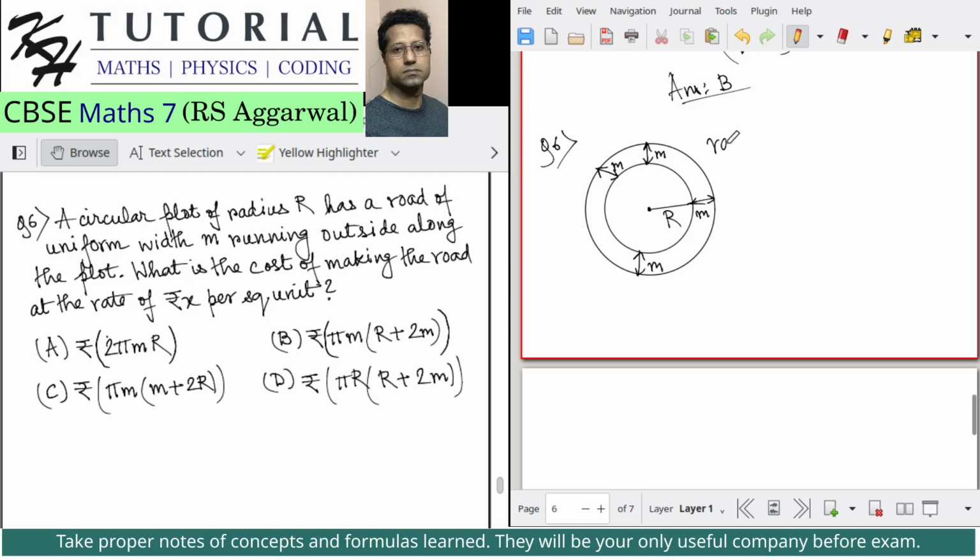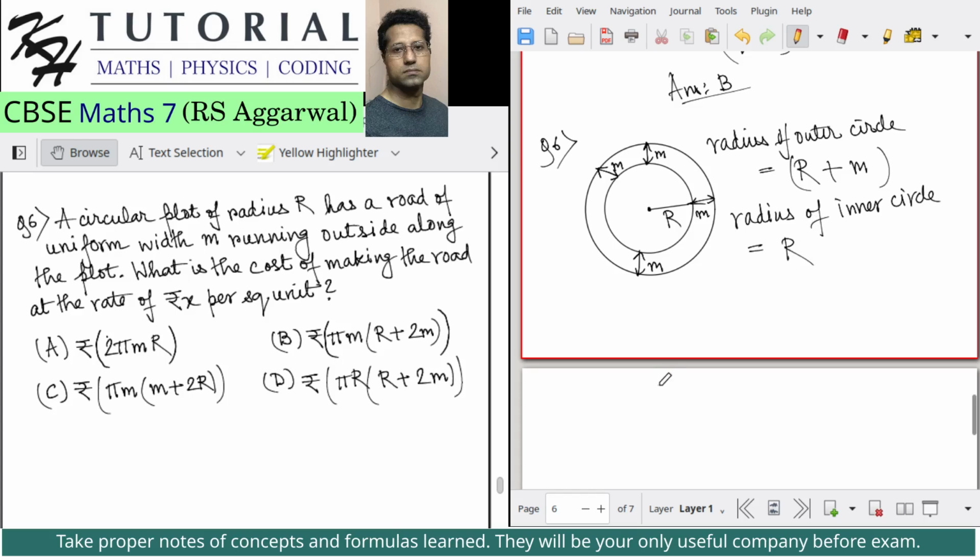So the radius of the outer circle will be equal to the radius of the circular plot, which is capital R, plus the uniform width of the road, which is small m. So this is the radius of the outer circle, and of course the radius of the inner circle is nothing but equal to the radius of the circular plot, which is capital R.